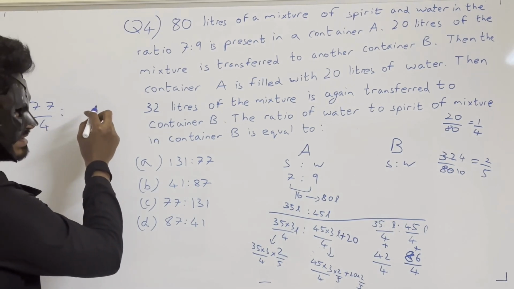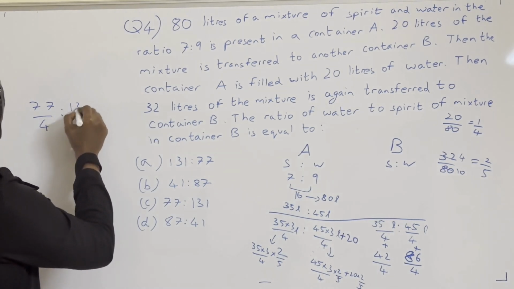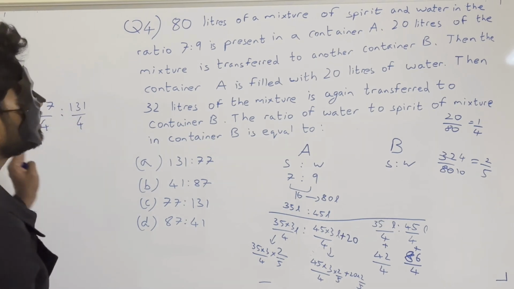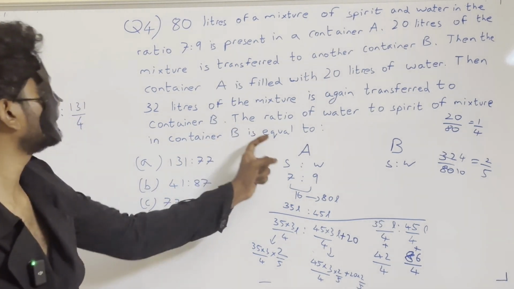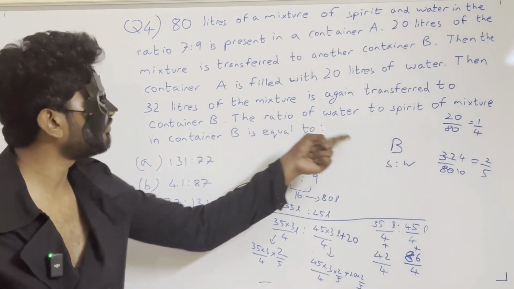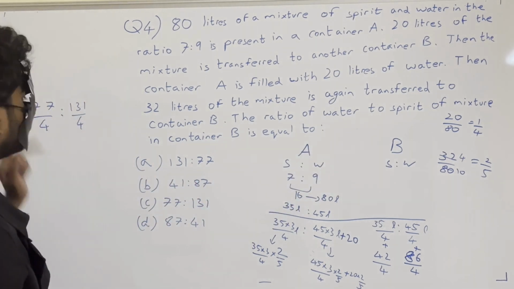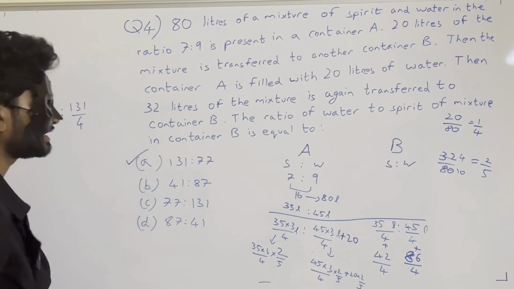45 plus 86 is 131/4. So 77 is to 131. But be careful, he has asked the ratio of water to spirit of the mixture. So it will be nothing but 131 is to 77. So option A will be right.